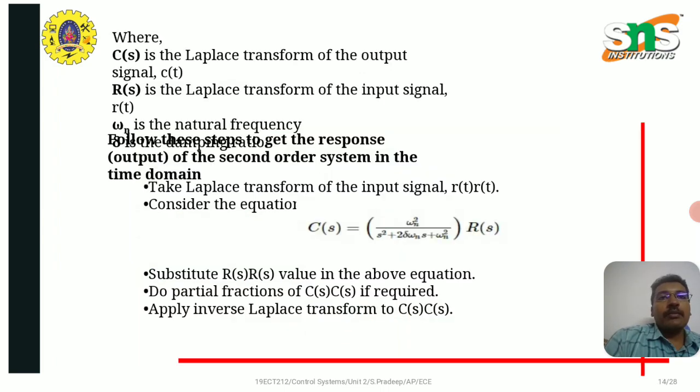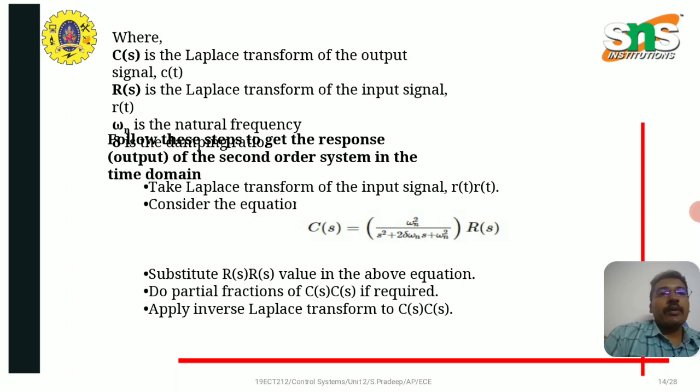The Laplace transform of the output signal c(t) is C(s), R(s) is the Laplace transform of the input signal r(t), and omega n is the natural frequency. Take the Laplace transform of the input signal r(t). Consider the equation C(s) equals omega n square divided by s square plus 2 tau omega n s plus omega n square into R(s).